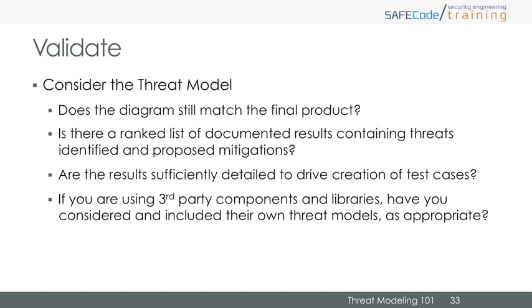Once the exercise is done, take another look at the results. The diagram, after the application of mitigating changes on design and definition, still needs to match the final product. Make sure you didn't lose functionality or add more moving parts than necessary while mitigating design flaws. You should have a ranked list of results showing the threats identified, their mitigations if any exist, and the proposed mitigations if not. It's very important that this documentation contain enough information about the identified threats and the scenarios where they occur so that test cases can be properly built to validate the mitigations.